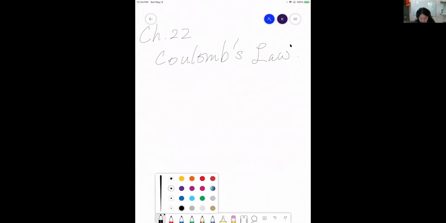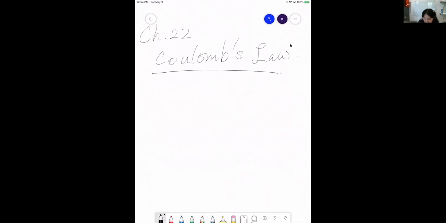Here in chapter 22 we are talking about Coulomb's law. So Coulomb's law, I'm just going to find the magnitude. Coulomb's law. Electric force, static. It's in newtons, right? It's a force, and it's a vector.